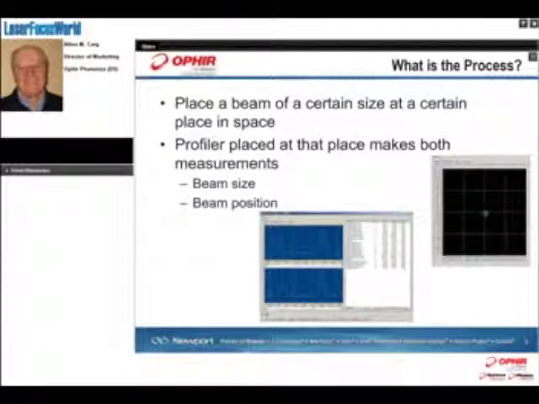So what are we trying to do? As I said before, we're placing a beam of a certain size at a certain place in space. And the simplest way to do that is to put the profiler where that spot needs to be made and make both of the measurements, a beam size measurement, which you can see down below in that display showing two beams there, and a position being shown over there in the pointing window. So basically, with a profiler, you can make the two measurements that you need to make for this alignment process: beam size and beam position.